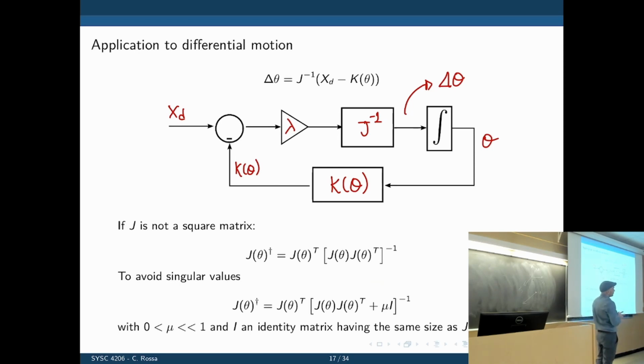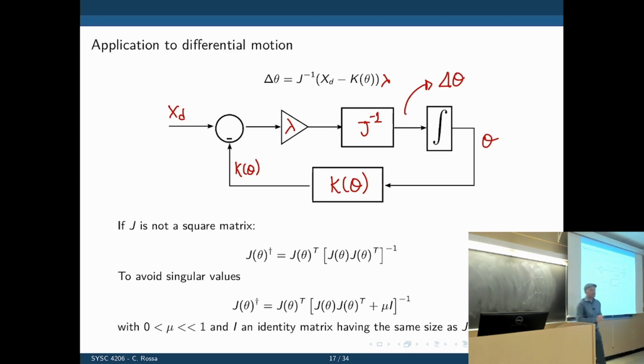So for this one and the equation, where is the lambda? Lambda should be multiplied in here. It's just to speed up the rate of change. It's just a scalar, yes.